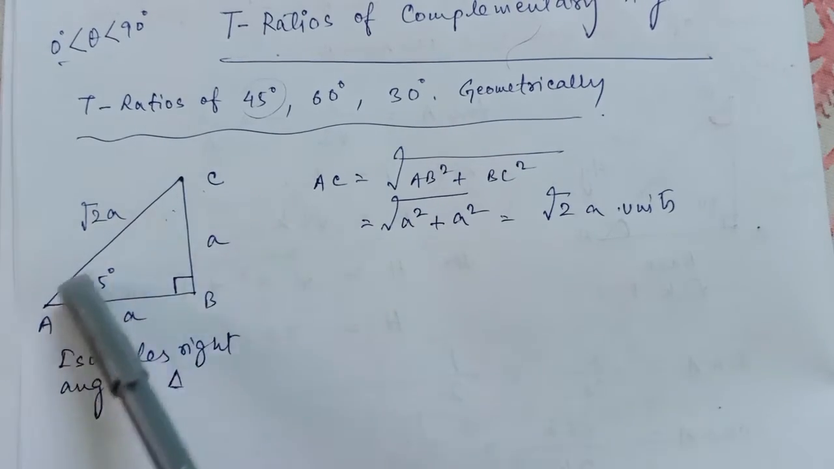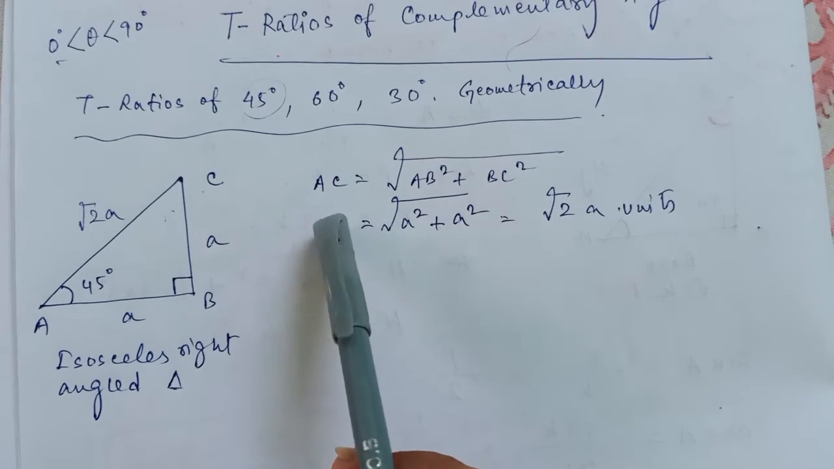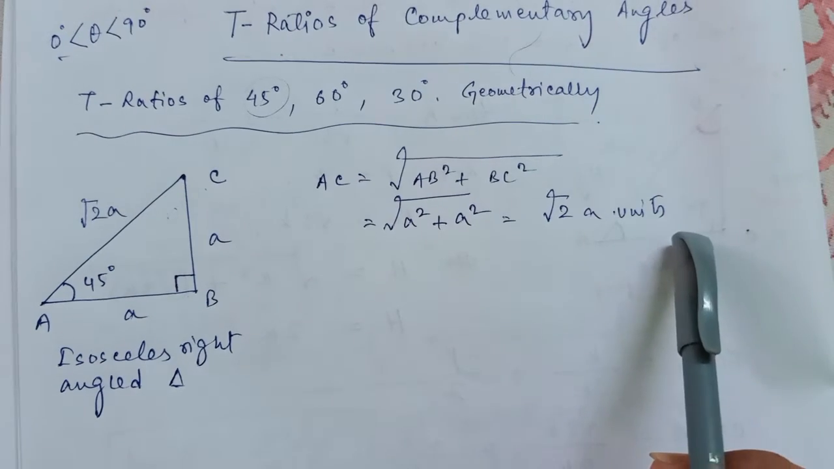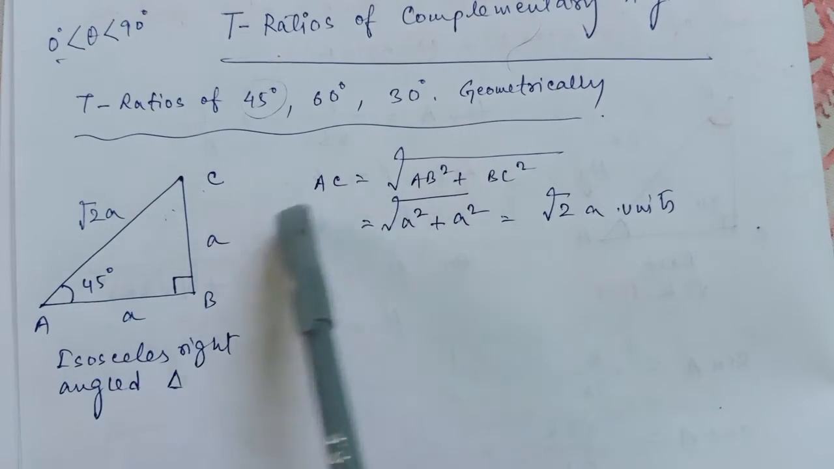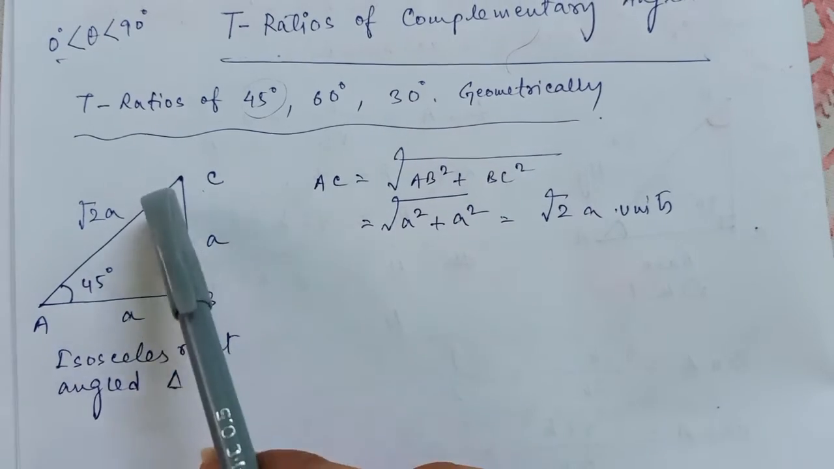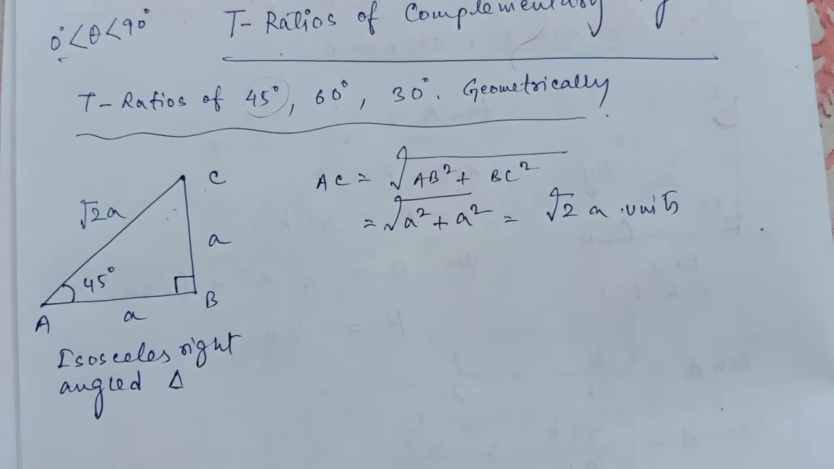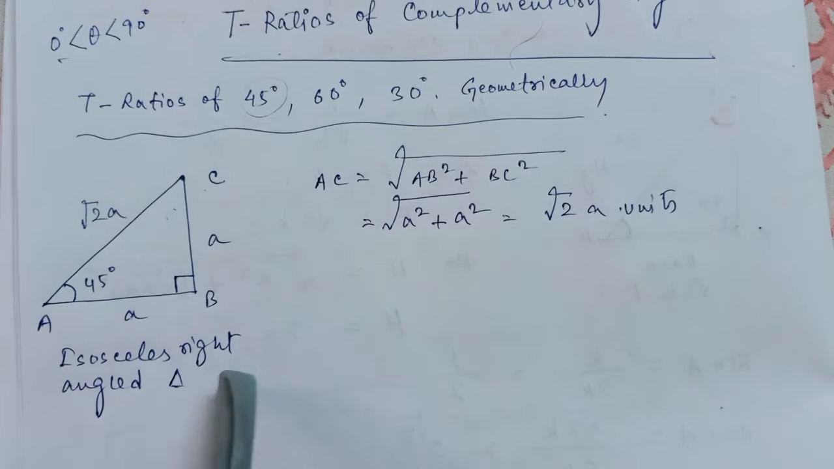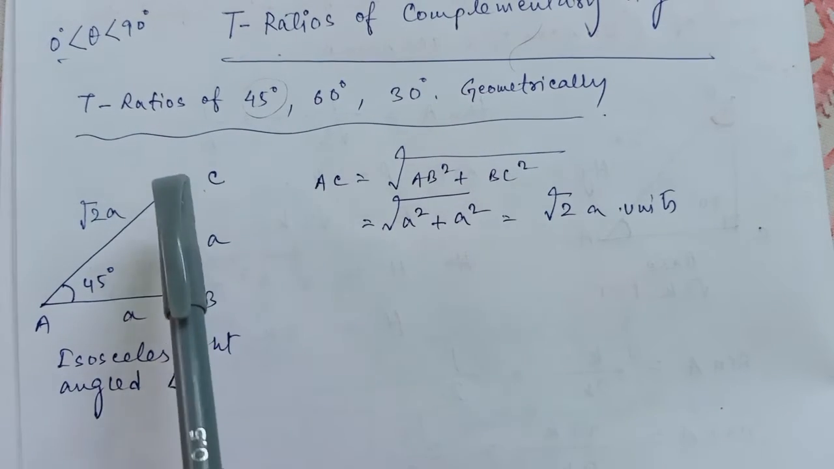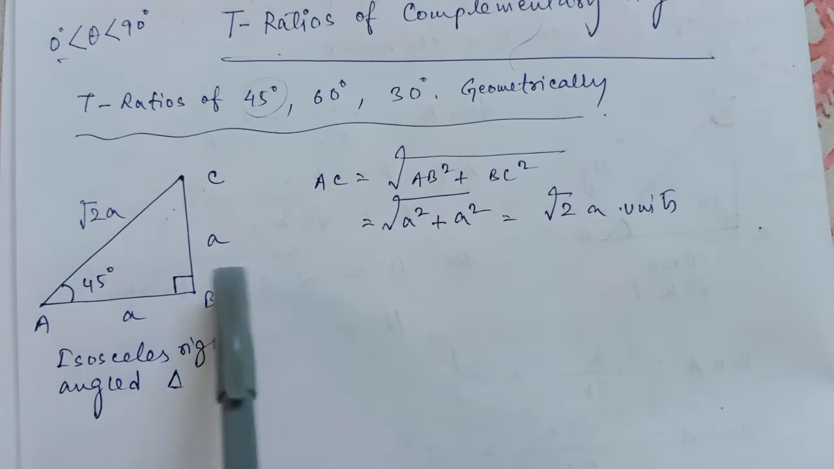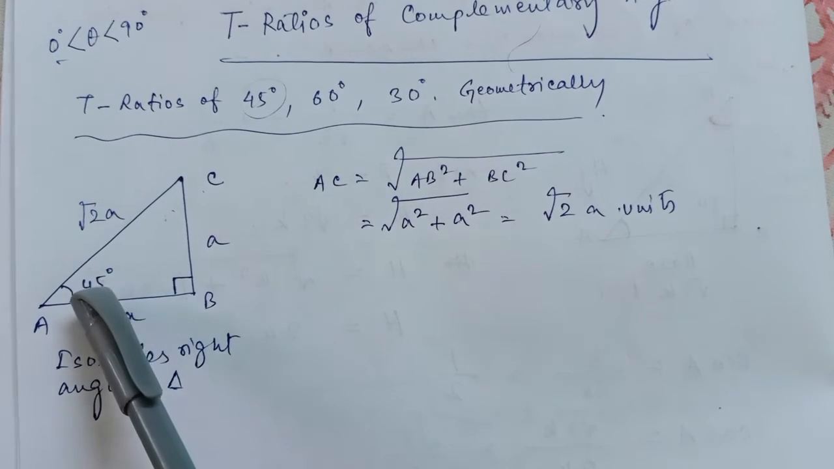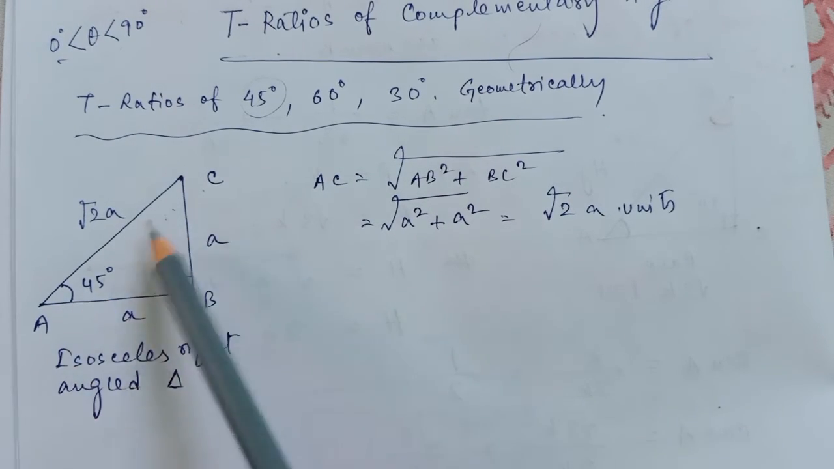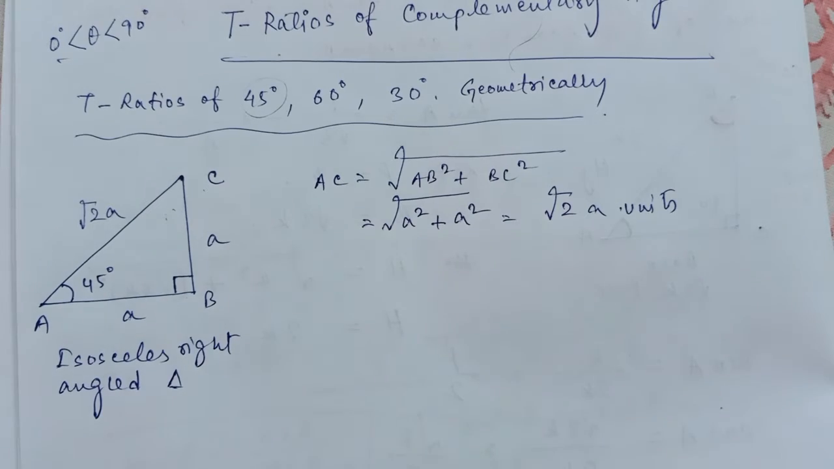So what will be the length of the hypotenuse? We can calculate it with the help of Pythagoras theorem. So AC will become root 2a units. You just apply the Pythagoras theorem over here, so you will get the value of AC, that is the hypotenuse. Okay, so the question may arise: why have we taken only an isosceles right angle triangle? Because only in the case of an isosceles right angle triangle will we get the 45 degree angle. So to make our calculations easier we are just considering an isosceles right angled triangle.